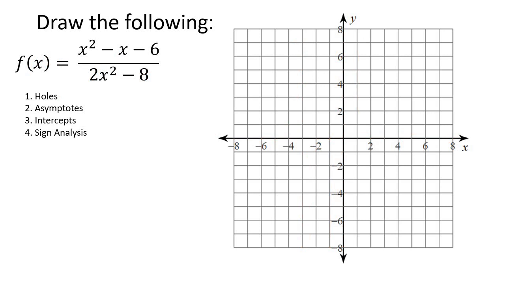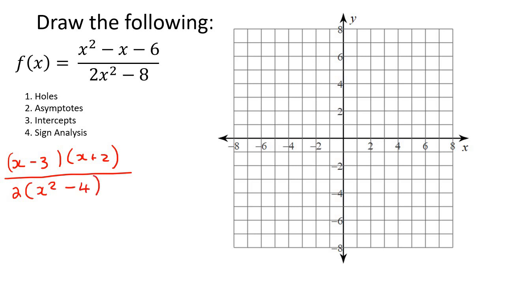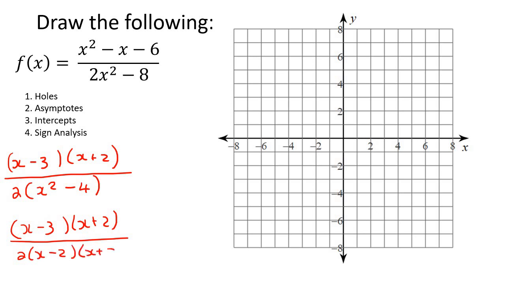Here's our next example. So what we're going to do first, remember step 1, factorize. So factorize the top, factorize the bottom. So at the top, it's just a normal trinomial. So that's going to give us (x minus 3)(x add 2). Then at the bottom, take out a common factor of 2 and you'd be left with x squared take away 4. But now x squared take away 4 is a difference of squares. And so that's going to factorize as (x take away 2)(x add 2).